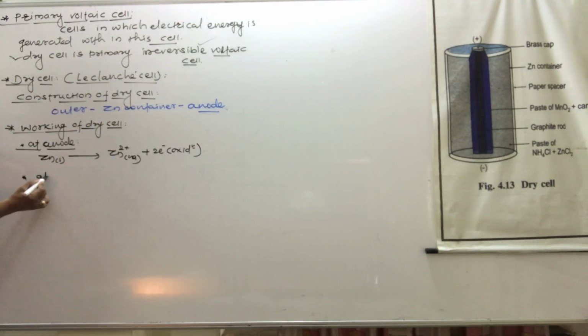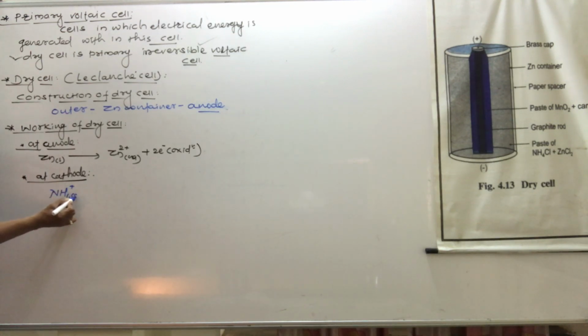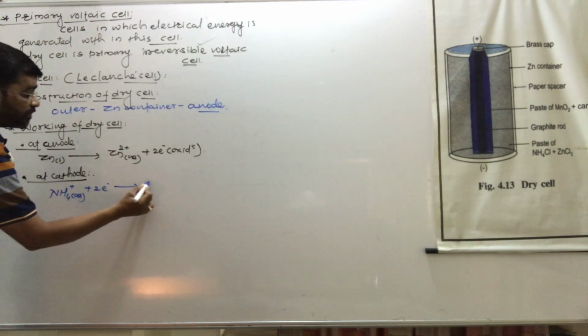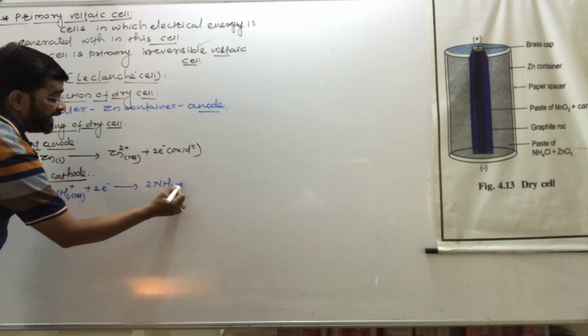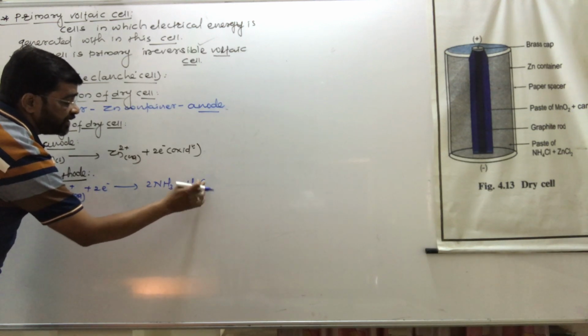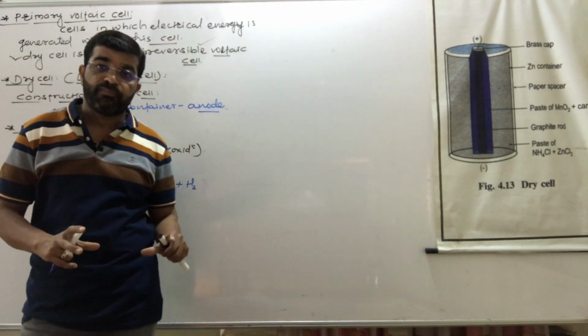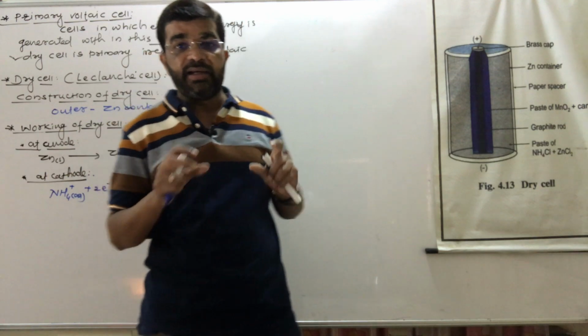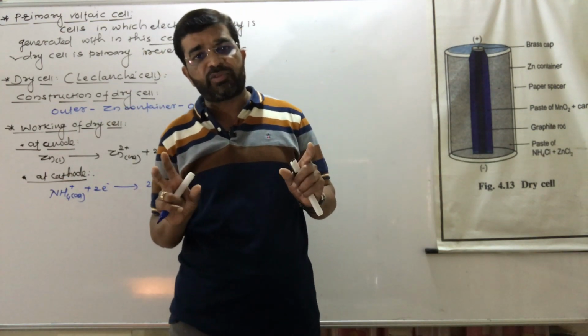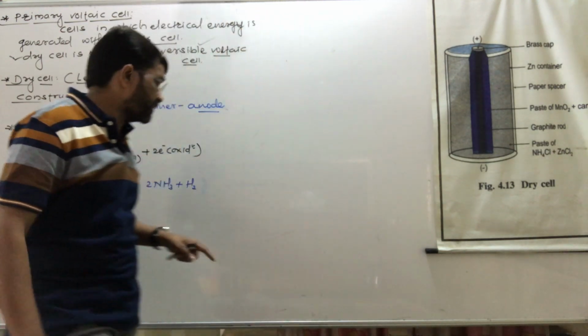Now see the reaction taking place at the cathode. Which reaction takes place at the cathode? That is nothing but ammonium ions. Ammonium ions accept 2 electrons. It produces ammonia, and hydrogen gas is liberated. This is the hydrogen gas evolved, and it is not collected at the cathode. Okay, this is the reduction reaction.